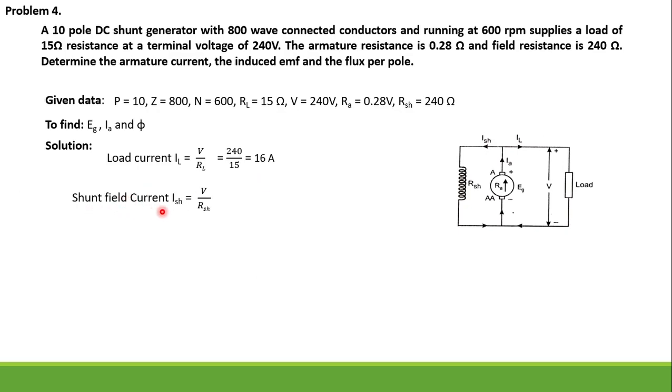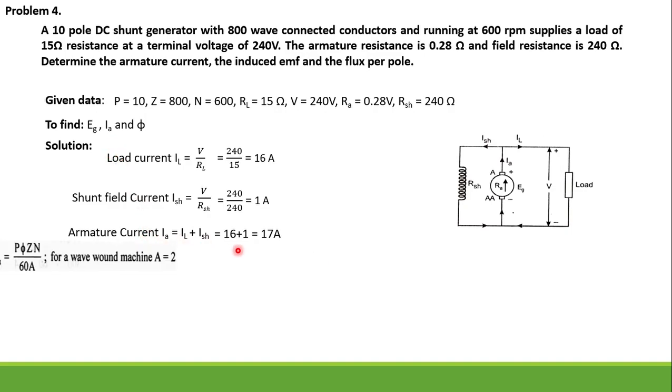Shunt field current can be calculated by taking the ratio between terminal voltage and the shunt field resistor, that is 240 divided by 240, which is equal to 1 amp. Now we have the value of load current and shunt current. As I said earlier, armature current is the addition of load current and shunt current. So 16 plus 1 is equal to 17 amps. It is the value of armature current.